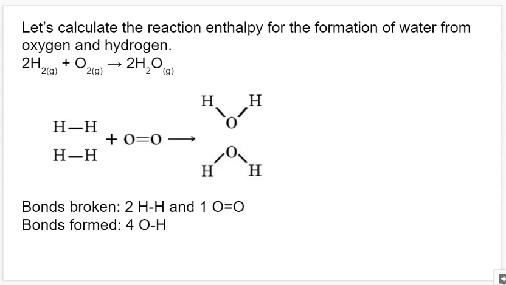So let's try an example of calculating the reaction enthalpy. Let's look at it for the formation of water from oxygen and hydrogen. So we have 2H2 plus O2 making 2H2O. And when we're calculating the reaction enthalpy using the bond enthalpies, it is really helpful to know what kinds of bonds we have. So it's helpful to draw out the Lewis structures of the molecules involved.